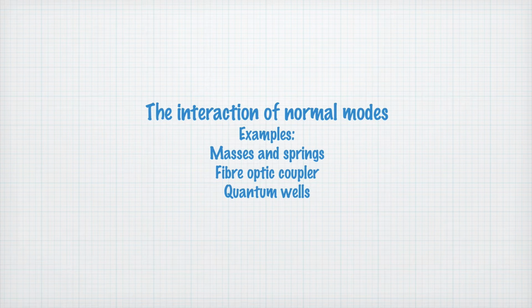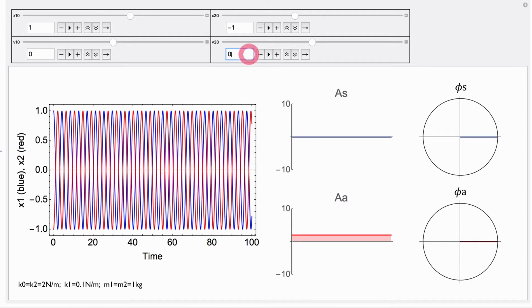So let's now have a look and see how these symmetric and antisymmetric normal modes interact using Mathematica. We'll start here with some initial conditions where both the masses are at rest, but they're displaced. One of them is displaced by positive 1 and the other one's displaced by negative 1. Those are the initial conditions. And when we let them go, they oscillate in antiphase. So the amplitude of the motions is equal, but they're oscillating out of phase with each other.